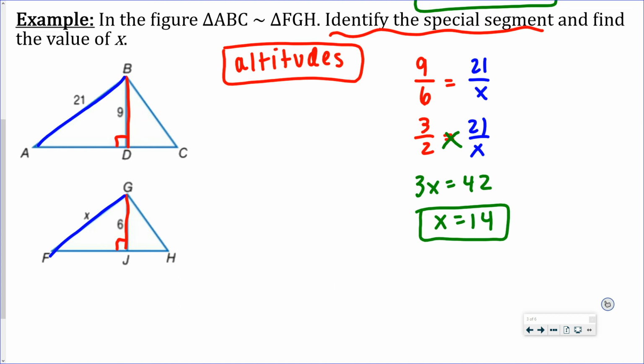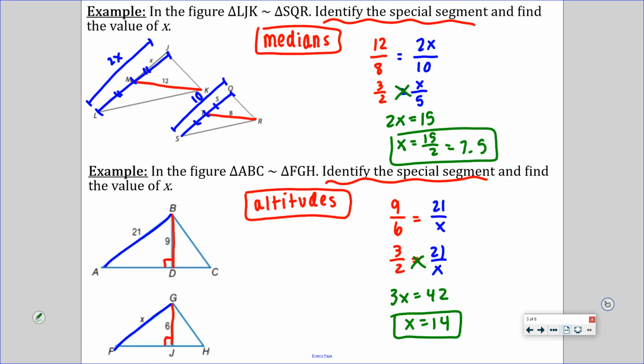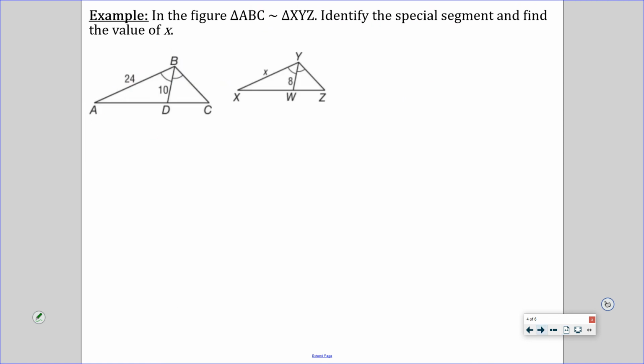All right, I'm gonna do one more like this, and then we have one other theorem. It's a great Friday lesson. Any questions? Okay, last one, like this.